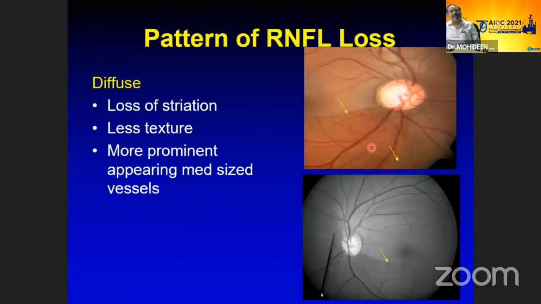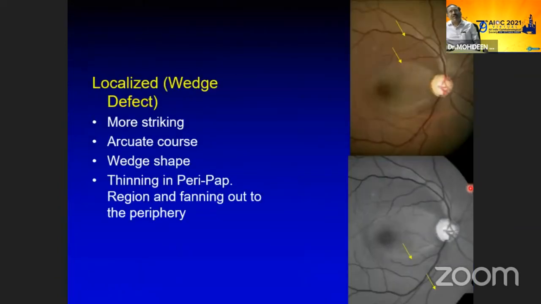This is the classical picture of a diffuse nerve fiber defect. See from here to here, this is a color picture. There is loss of striations, less texture, and more prominent mid-sized vessels. This is classical of a diffuse defect. This is a wedge defect, the classical inferior and superior wedge defect. The more striking ones are arcuate, going with the wedge shape. There is thinning in the peripheral region and fanning of the periphery. This is one of the important marks of the wedge defect.